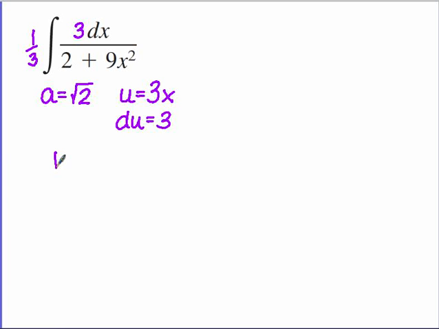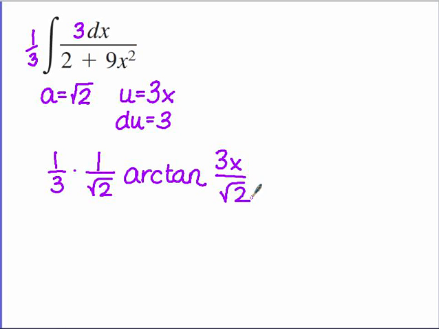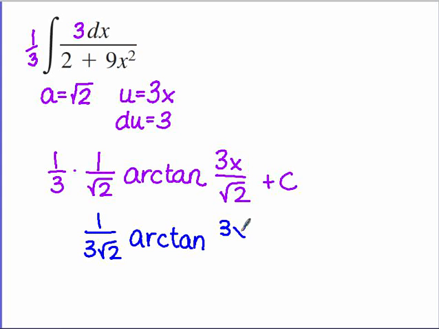Okay, so first of all, I've got a 1/3 in my answer. And then the integral that this one fits is arctangent, which they tell you is 1 over a arctan of what? U is 3x over root 2, plus c. So what you need to do before you give your answers, you need to combine the first 2. And to combine the first 2, I will let you have the root in the denominator. 3 root 2 arctan 3x over root 2 plus c.